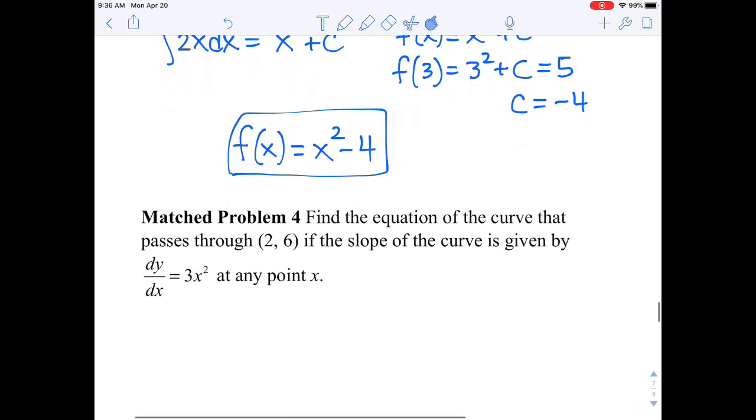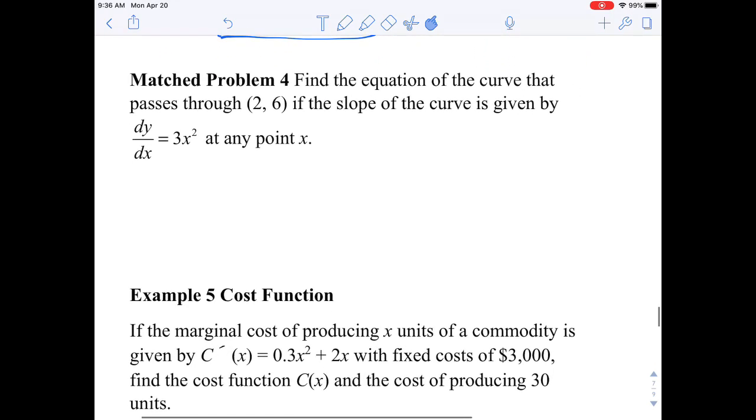Okay, so you go ahead and try this problem. Again, the first thing you need to do is take the integral and then substitute in the 2 and the 6 for x and y, or x and f of x, and find your c.